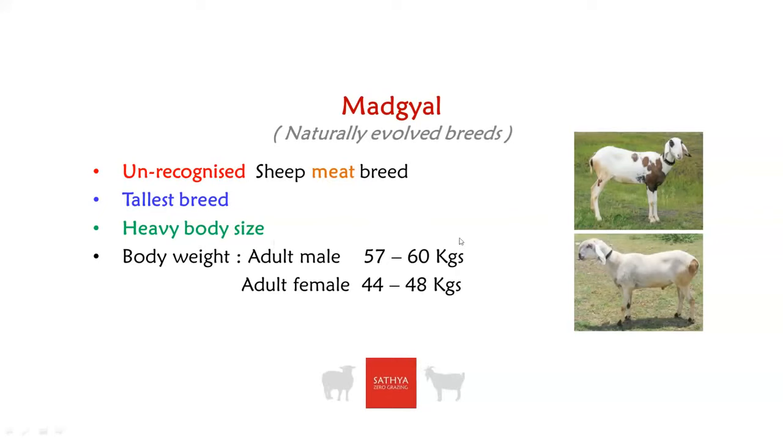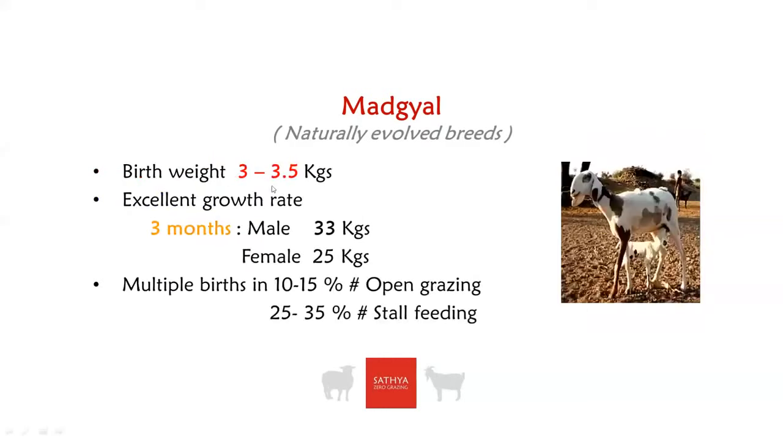In the previous slides, I explained that Gerol and Kendrapada are small and medium sized breeds, whereas Mudgal is the tallest, heavy body sized breed. Adult male weight will be 57 to 60 kgs and adult female weight will be 44 to 48 kgs. The birth weight is 3 to 3.5 kgs. Very interesting factor to note.